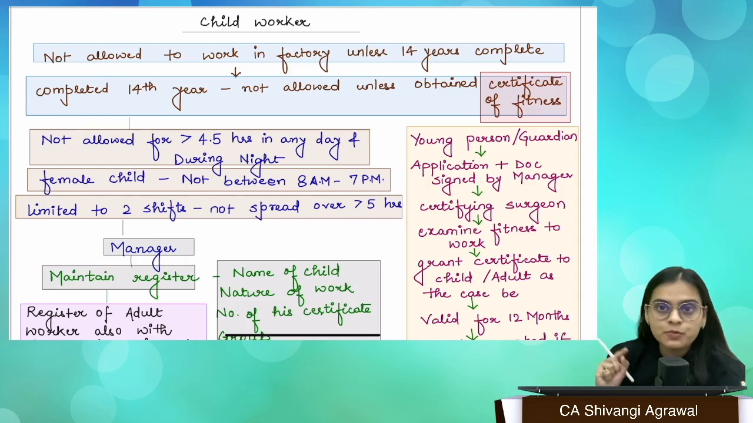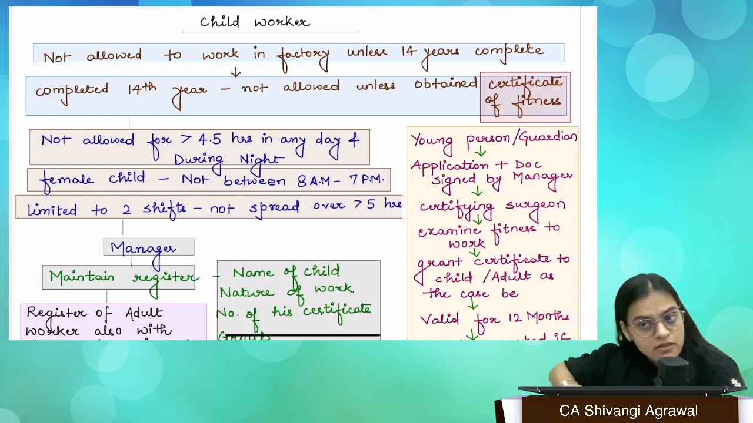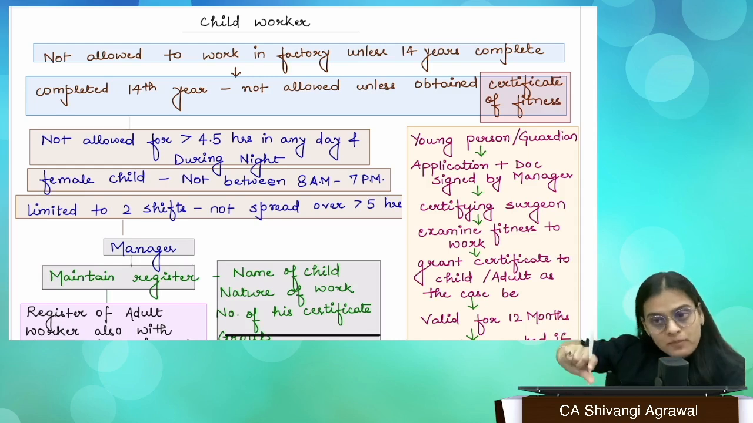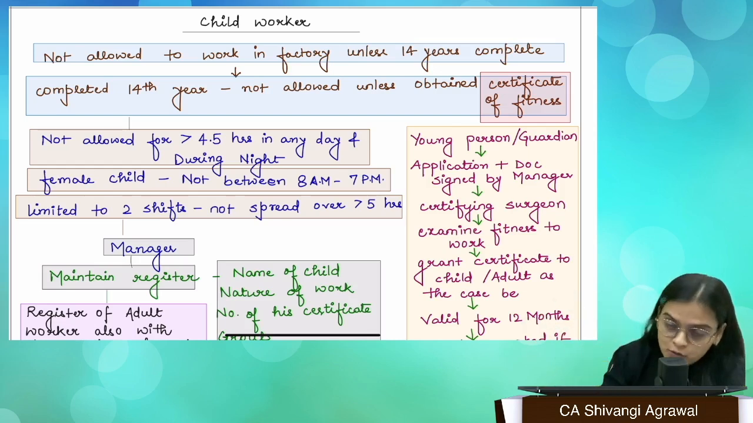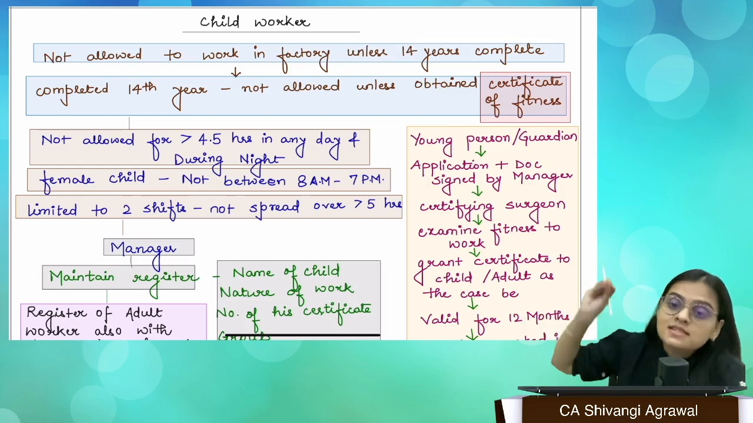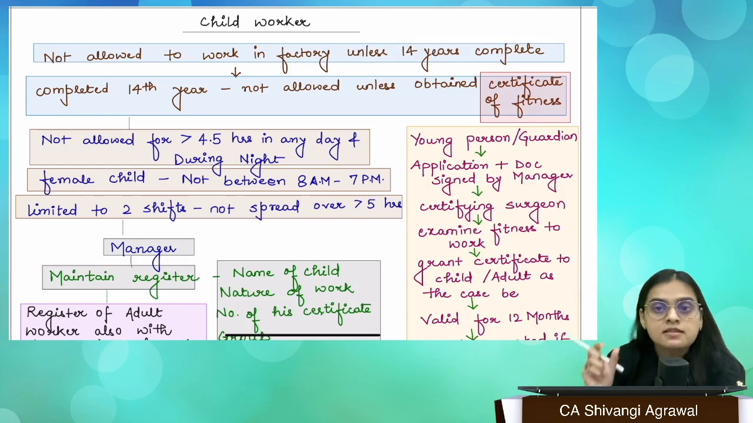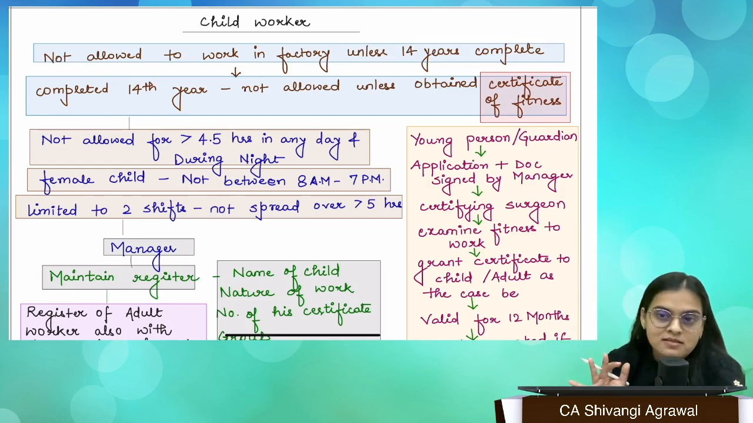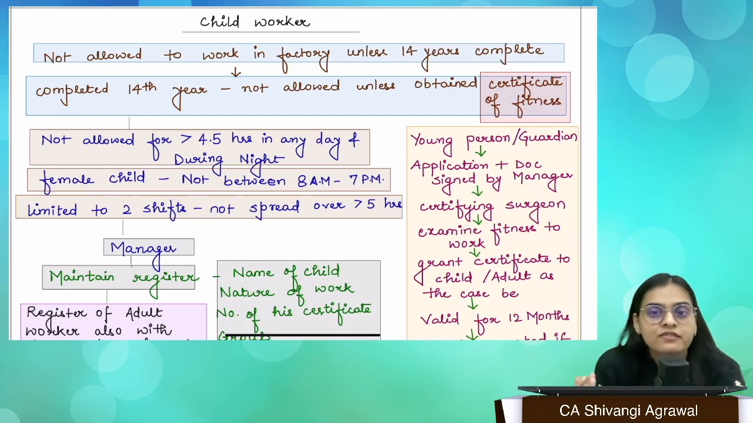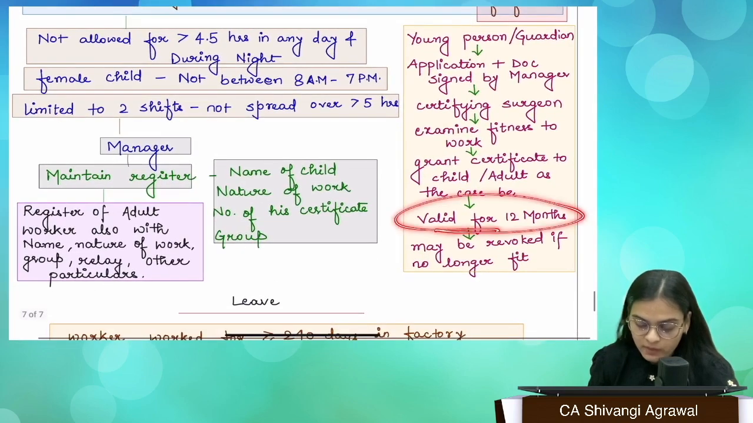And because you're a young person, you have to obtain that certificate of fitness. Once you complete your 15th year of age, then from that tenure till you complete your 18th year of age, you are called an adolescent and still a young person and still require the certificate of fitness. The certificate of fitness has a validity of only 12 months. Okay, so you have to get it renewed. You have to apply for it again. Okay, it has a validity of only 12 months.